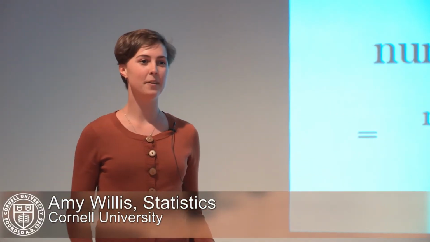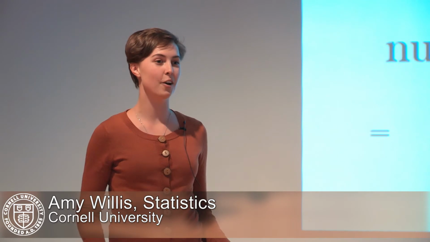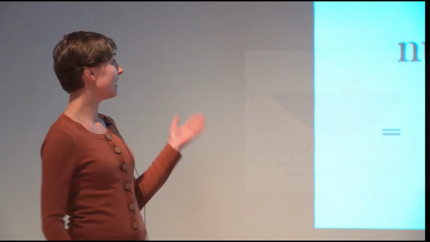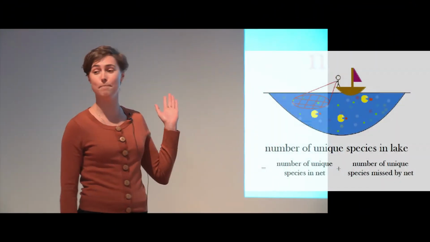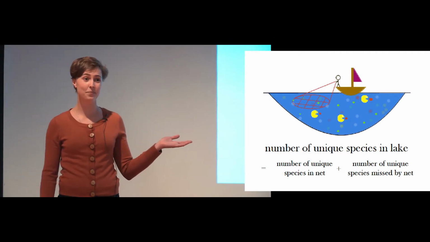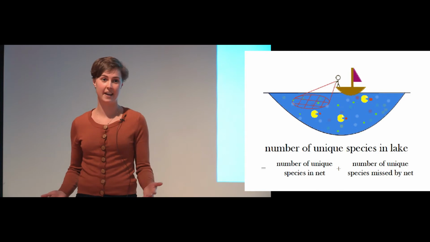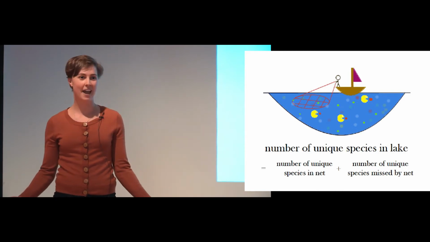What would be the simplest way to determine the number of unique species living in a lake? Obviously, it would be to count them. Unfortunately, however, we can see here that Alfonso has missed many species in his net. But how many did he miss? Did he miss 5 or 10 or 1,000? How can he know?